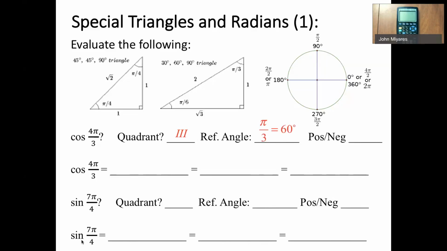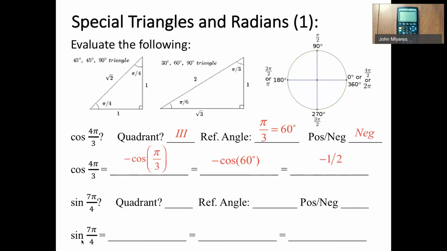In quadrant 3, only the tangent and cotangent come out positive, so the cosine will be negative. Rewriting this expression in terms of the reference angle, the cosine of 4 pi over 3 will now be the same as the negative cosine of pi over 3, or the negative cosine of 60 degrees. Looking at our 30, 60, 90 reference triangle, we have the cosine of 60 degrees, adjacent over hypotenuse, is 1/2. So the cosine of 4 pi over 3 will come out to be negative 1/2.